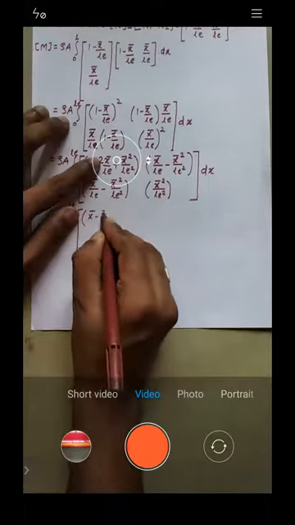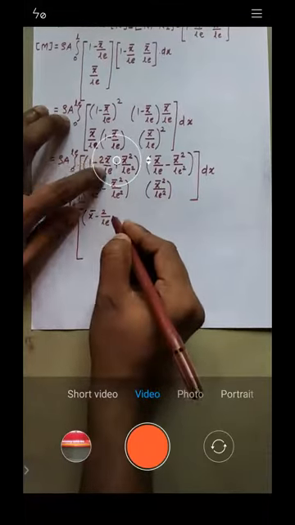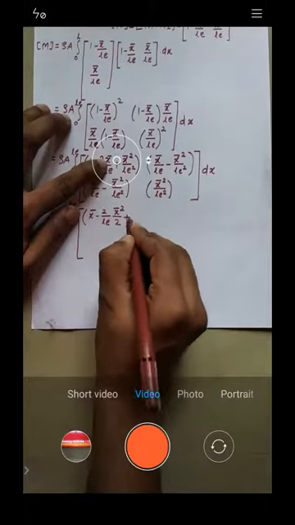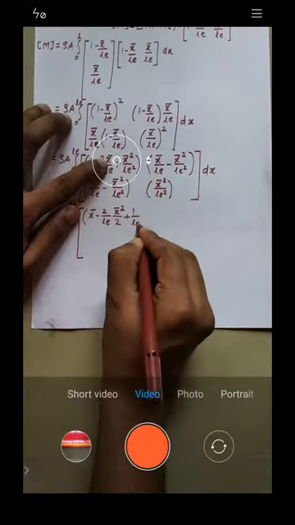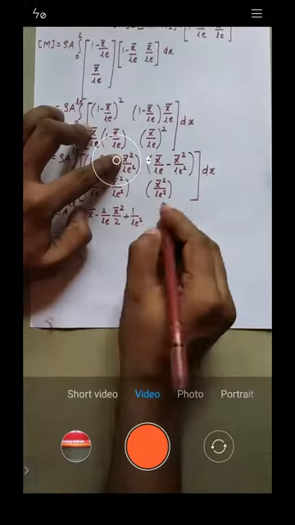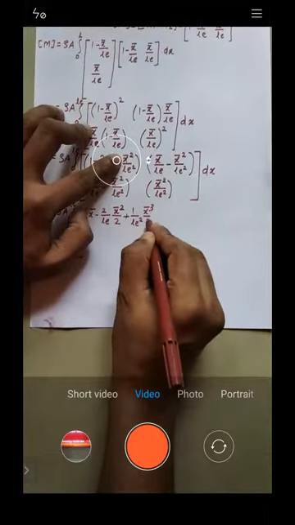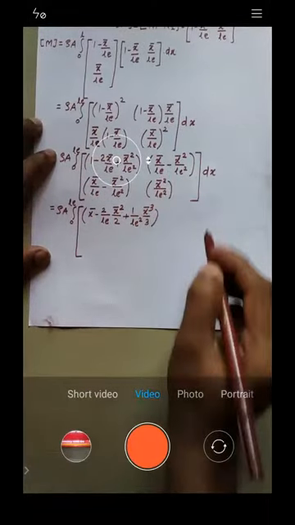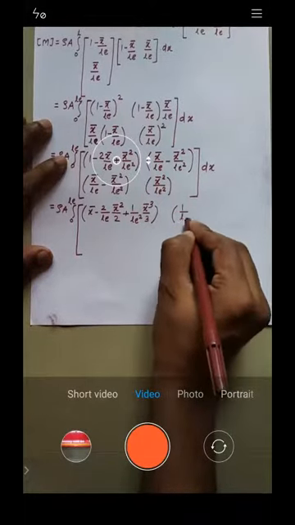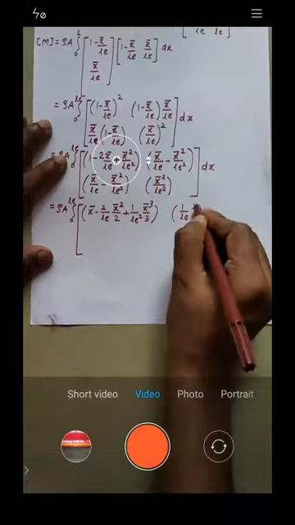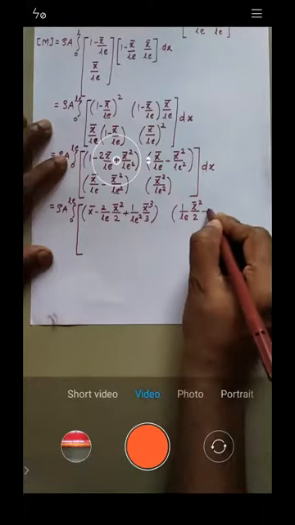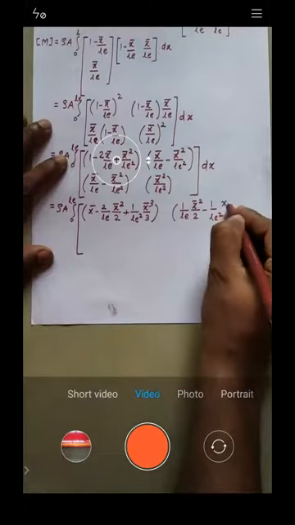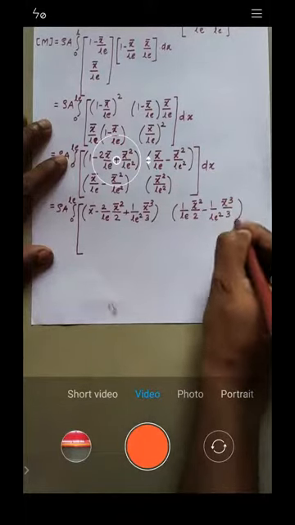Minus 2 by LE as it is. What is the integration of x bar? It is x bar square by 2, right? Plus 1 by LE square as it is. Integration of x bar square is x bar cube by 3. Next here, I will write down 1 by LE as it is. Integration of x bar is x bar square by 2, minus 1 by LE square as it is. Integration of x bar square is x bar cube by 3, right?